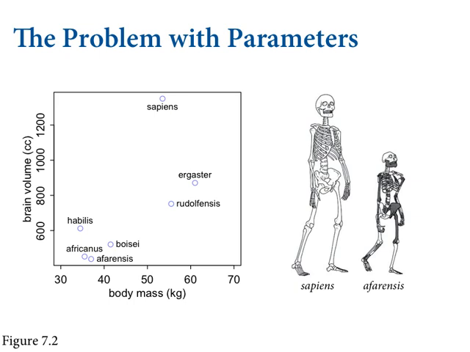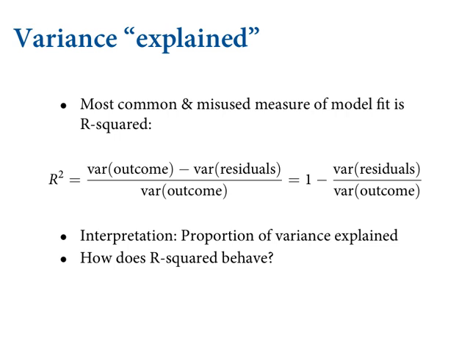What's the statistical relationship? If you wanted to fit a model to this, what would you do? And how would you decide if the model is good or not? The most common and abused measure of how good a model is, how much variance is explained, is called R squared. R squared in a linear regression is just the relative difference between the variance in the outcomes minus the variance in the residuals, or 1 minus the ratio of the variance in the residuals to the variance in the outcomes.